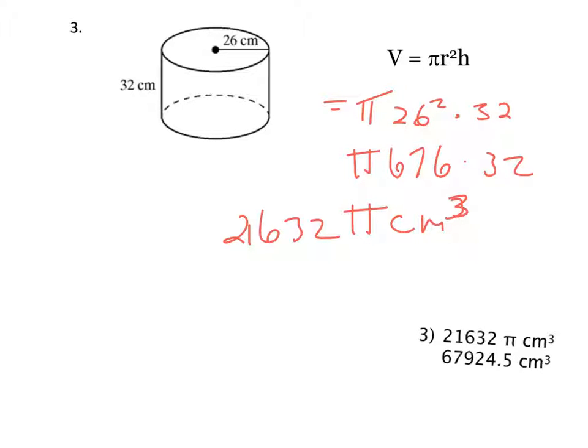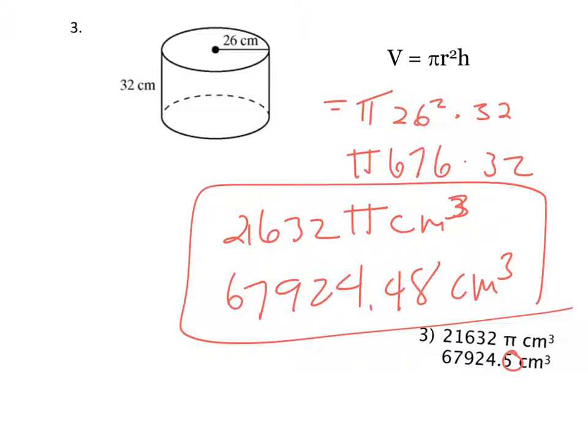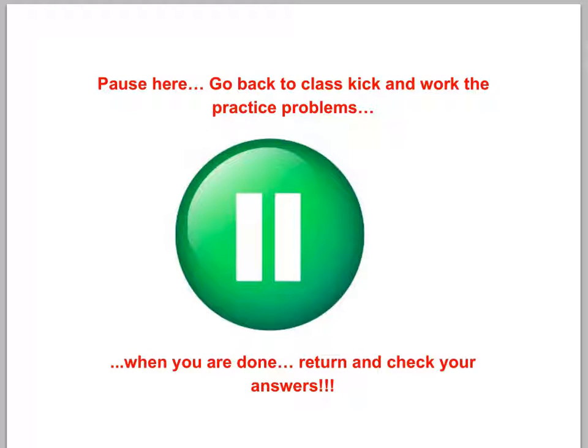So you take that 21632 times 3.14, and we do get 67924.48, or rounded if you wish, centimeters cubed. That's what we're looking for. All right, you're going to work one after this? Pause, go ahead and head into class kick and work one and come back and check your answer.